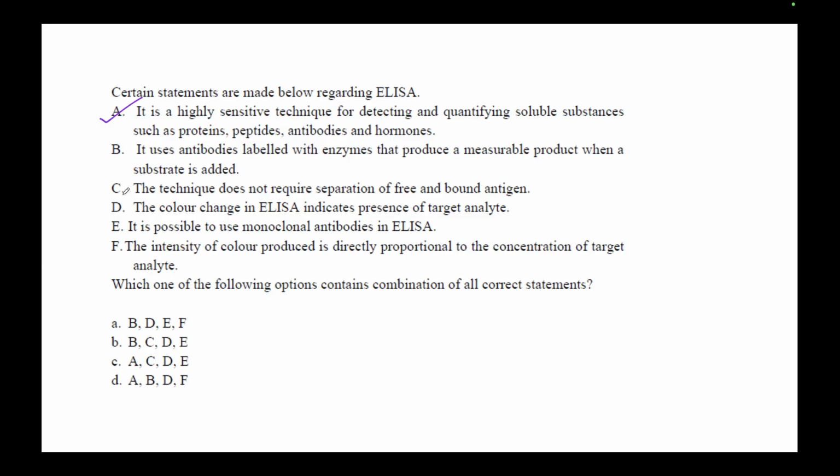And then, it uses antibodies labeled with enzyme that produces a measurable product when substrate is added. Correct? Yeah. Then C, the technique does not require separation of free and bound antigen. Yes. And then the color change in ELISA indicates presence of target analyte. Yes, the color change shows the presence of the particular analyte. It is possible to use monoclonal antibodies in ELISA. Yes, you can use. And then, the intensity of color produced is directly proportional to concentration of target analyte. Correct? Yes. E is incorrect. F is correct. And this one, D, also.